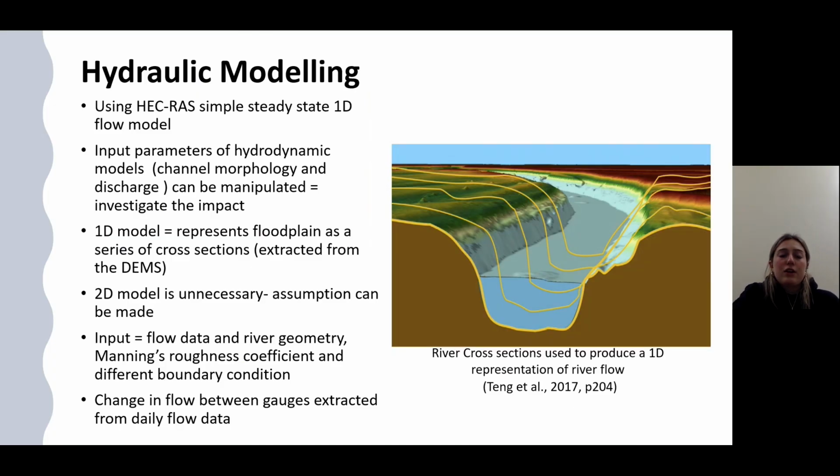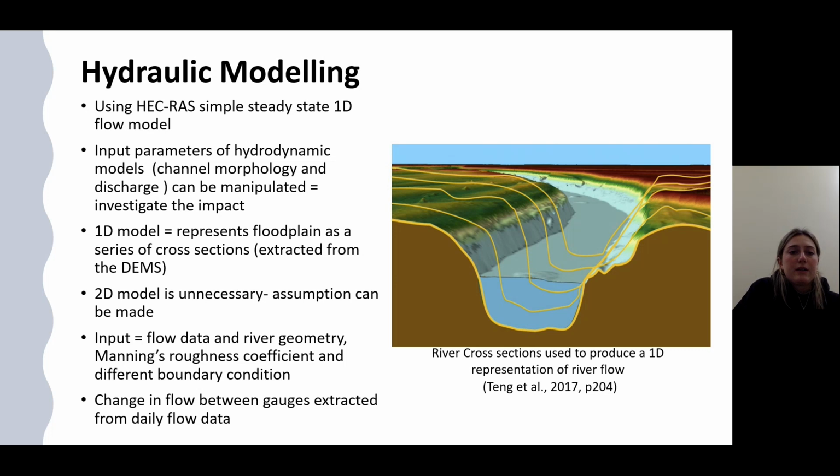So the next stage of the project would be hydraulic modelling. And this is using HEC-RAS, which is a simple steady state 1D flow model. Hydraulic modelling was chosen because the data can be easily manipulated and the input data changed so that the output can be properly investigated and the impact of the input data fully understood.